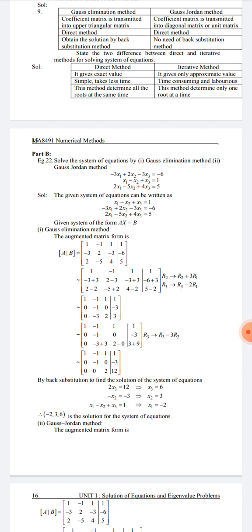Now use backward substitution for getting the solution of x1, x2, x3. See the last row: you have two elements as 0, then you have 2 and 12. Write it like an equation, so you get 2x3 equal to 12, which gives the value of x3 as 6. Next we move on to the second row, it is 0, minus 1, 0 and minus 3.